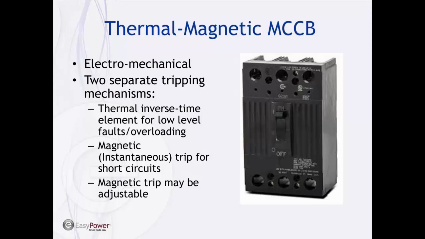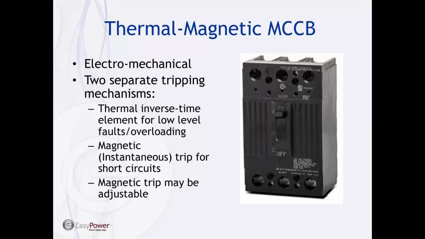The molded case circuit breaker, thermal-magnetic breaker, is really two different protective mechanisms built into the same device. They have a thermal element, inverse time, for low-level faults and overload conditions. And when we say inverse time, all that means is that the higher the current, the faster it trips. So the tripping time is inversely proportional to the fault current. So the thermal element protects against low-level faults. Then we have a magnetic trip, and that's the instantaneous trip. It's not quite instantaneous, of course, but that's for the high magnitude short circuits.